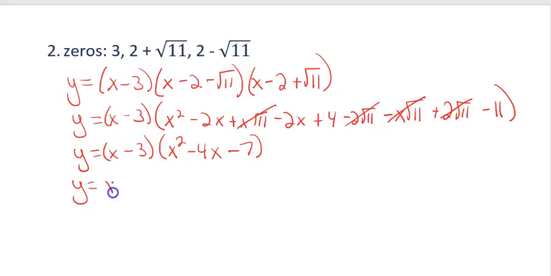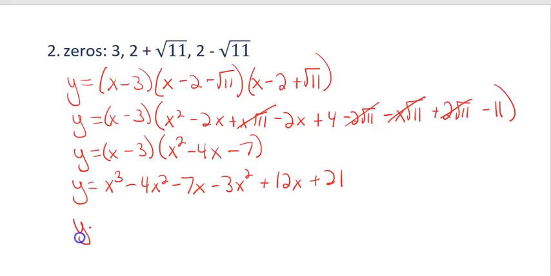So x times x squared, x times negative 4x, and x times negative 7, then negative 3. Negative 3 times x squared, negative 3 times negative 4x, and negative 3 times negative 7. So I have x cubed. The x squareds can be combined. The x's can be combined. And I bring down the plus 21. So here's the polynomial that would have factored like this and would have these zeros.